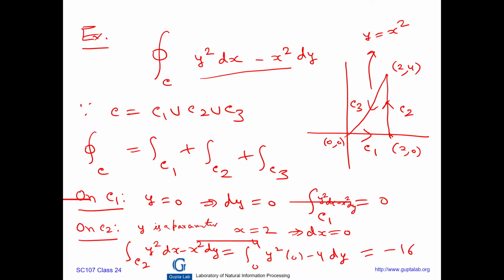Okay. So along C1 you saw what is happening, along C2 you saw, and C3 is now y is equal to x square, but in the negative direction actually, right? So now what to do with this?